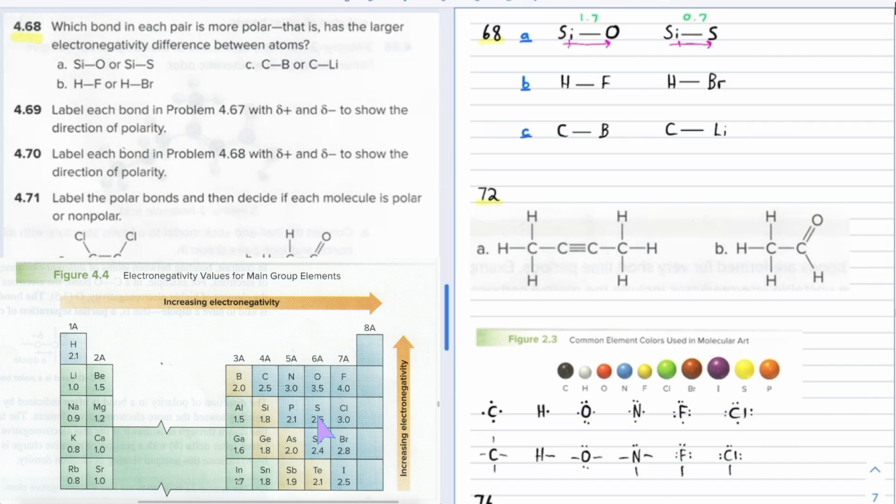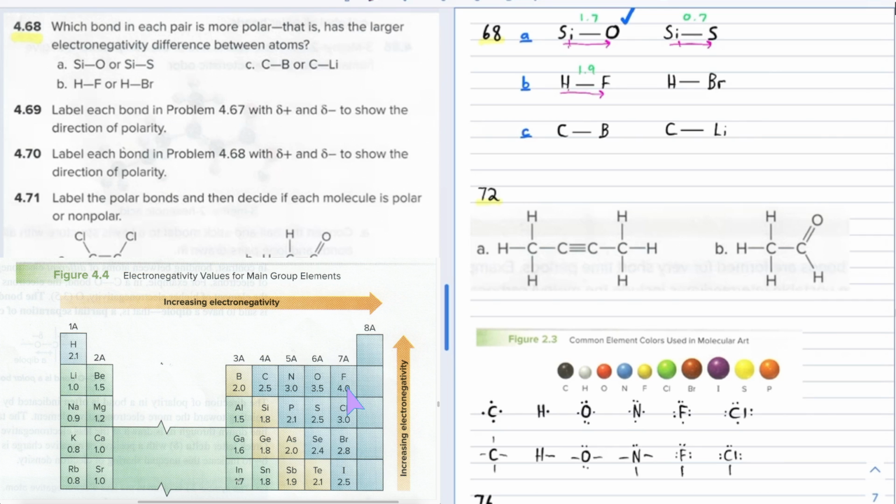So I'm going to, how would I want to do this? I would put a little check mark next to this one. Okay. Now, HF and HBr. So the hydrogen is 2.1 and fluorine is 4. So that's a difference of, let's see, 1.9, and that's pointing towards the fluorine.